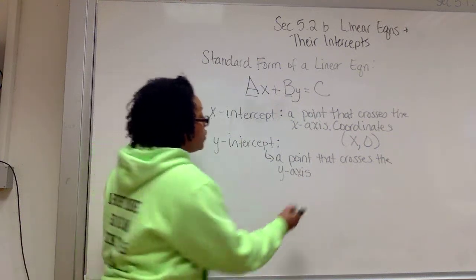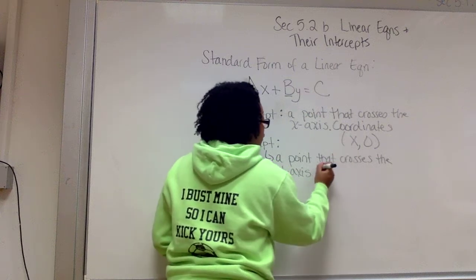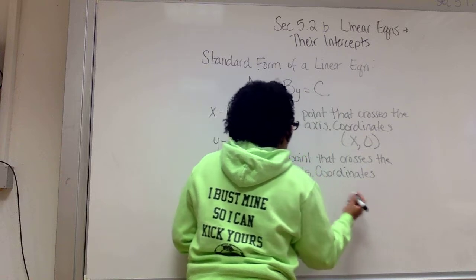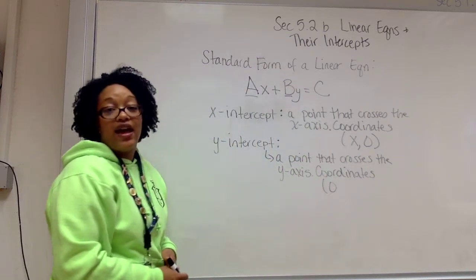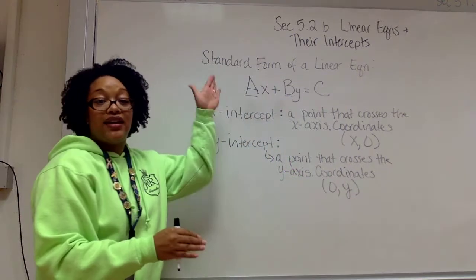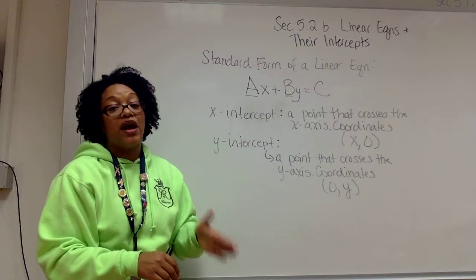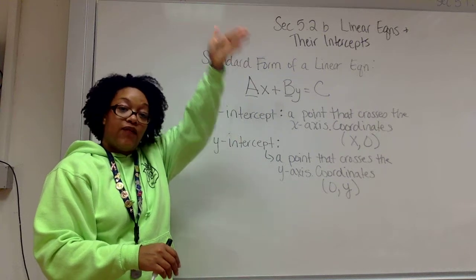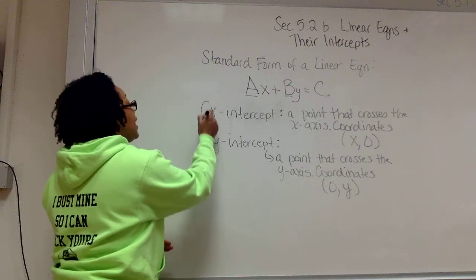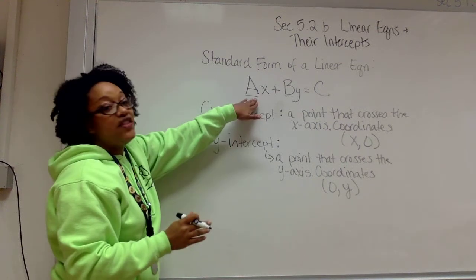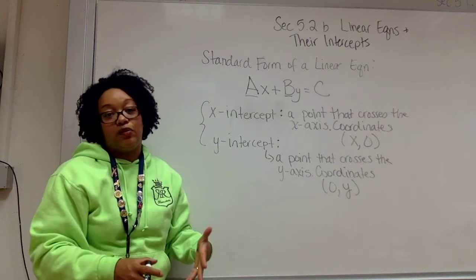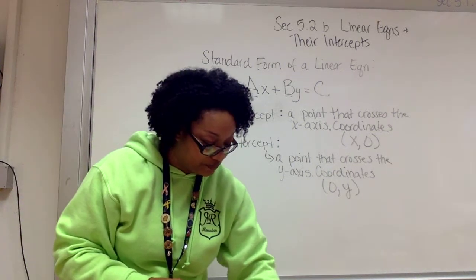And so the coordinates will be the opposite of what you see for the x-axis. Your coordinates will be 0 as your x-coordinate, and whatever the value of y is that crosses your y-axis. So if it's a positive number, it'll be up. If it's a negative number, it will be down. So these are the two special points that when your equation is in the standard form, they're easy to find, easy to plot, and easy to graph your line.